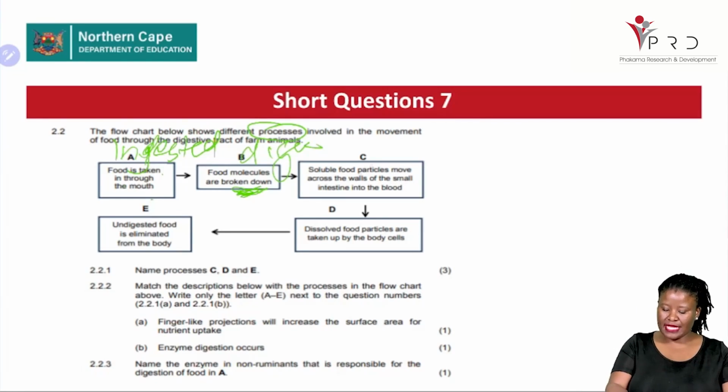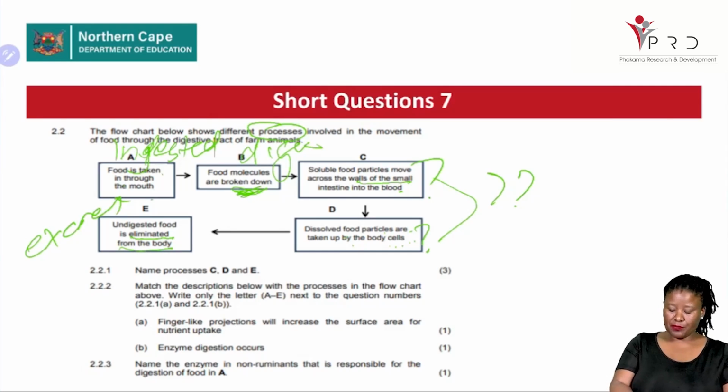Soluble food particles move across the walls of the small intestines into the blood. Dissolved food particles are taken up by the body cells. I want you to think about this: which one is assimilation and which one is absorption? Undigested food is eliminated from the body. Name the processes C, D, and E. By interpreting that information, you'll be able to answer C, D, and E.